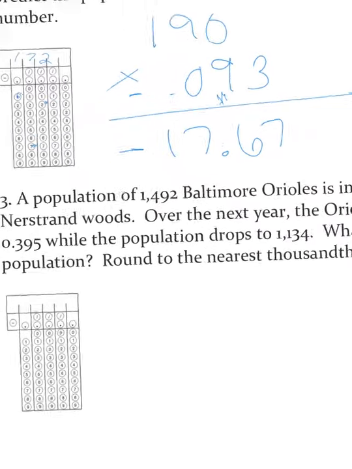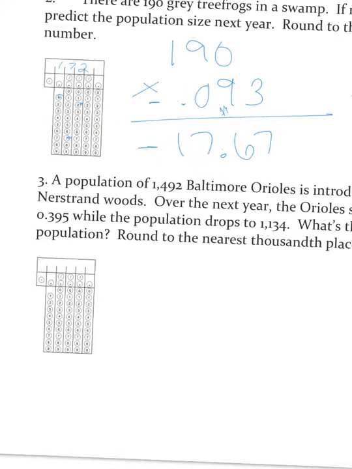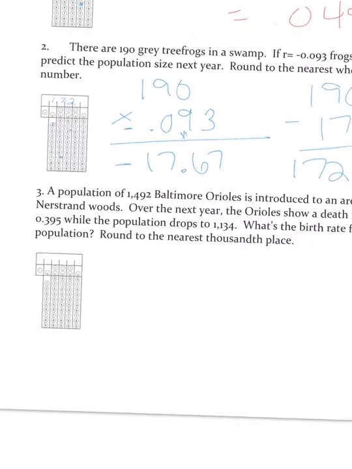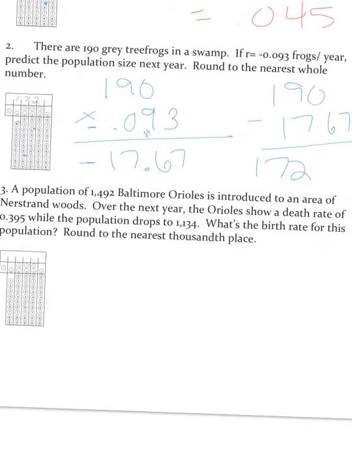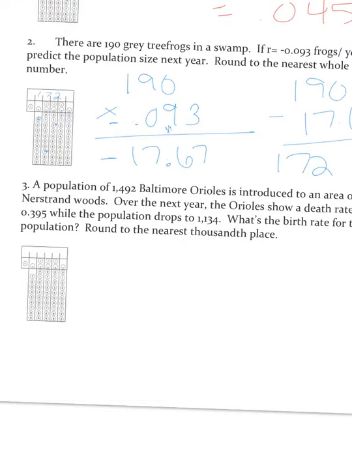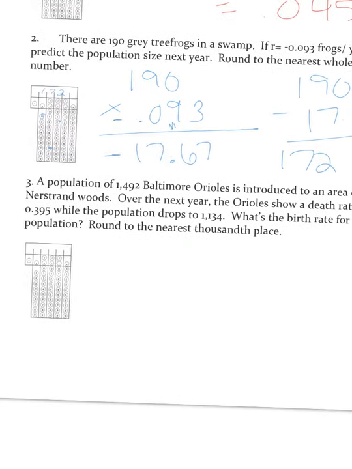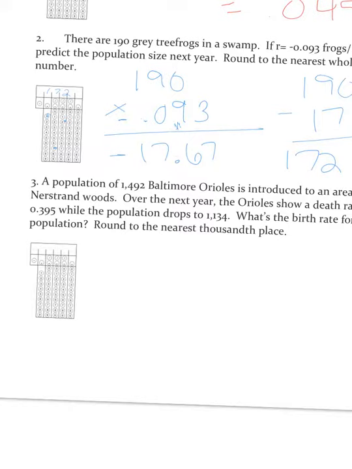All right, moving on to number 3. Number 2 is also a very basic problem. And the last one that I think is pretty basic would be number 3, possibly 4. But let's go over number 3. A population of 1,492 orioles are introduced to an area in a woods. Over the next year, the orioles show a death rate of 0.395, and the population drops to 1,134. What was the birth rate?